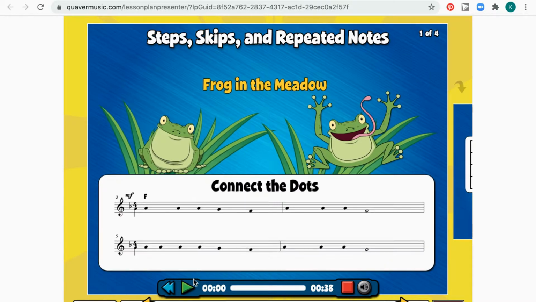All right, so let's listen and use our hands to show the repeated notes, the jumps up and the jumps down, and the steps as well.